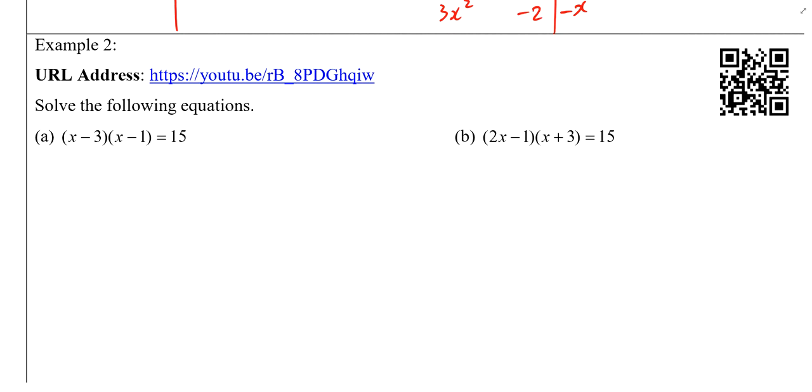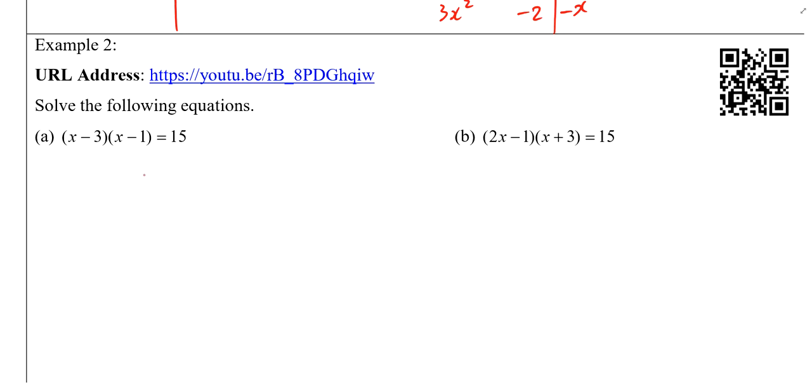Since I have something times something equals to 15, is there any other way we can do without expanding? Divide by 15. If I divide by 15, I will get x minus 3, x minus 1 over 15 equals to 1. Then how? 15 divided by 15 is 1, not 0. Right? Okay, so what can we do? Times 0 on both sides? Then you will get 0 equals 0. Doesn't help. Factors of 15, is it?